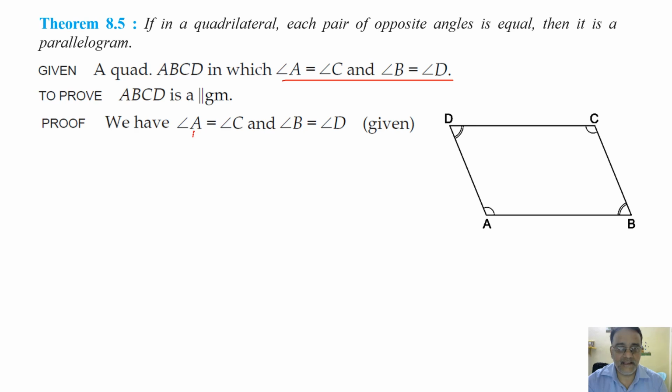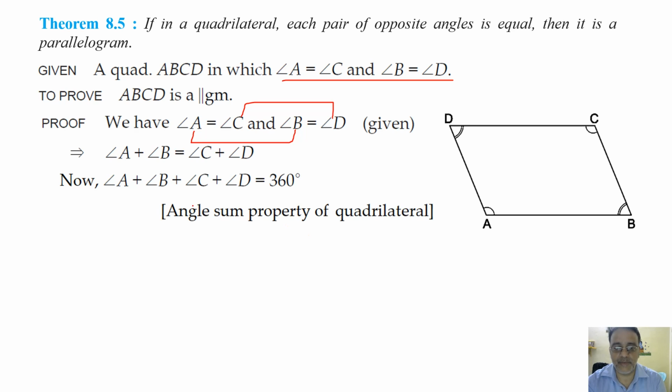Now angle A plus angle B is equal to angle C plus angle D. Adding both, we will get... Now what is the sum of all the interior angles of a quadrilateral? 360 degrees, by the angle sum property. So what we will do, these two are equal and the sum of these two is 360 degrees. So each will be equal to 180 degrees. Okay, is this clear?